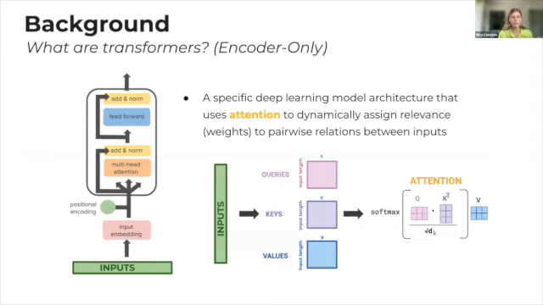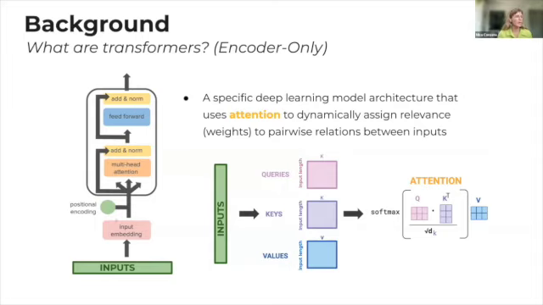What are transformers? Maybe a lot of you have recently heard about transformers, given that ChatGPT has been so popular. ChatGPT is a specific transformer that generates text, that's why it's chat generative pre-trained transformer. But essentially the transformer is just a deep learning model architecture that uses an attention mechanism to dynamically assign relevance or weights to pairwise relations between inputs.